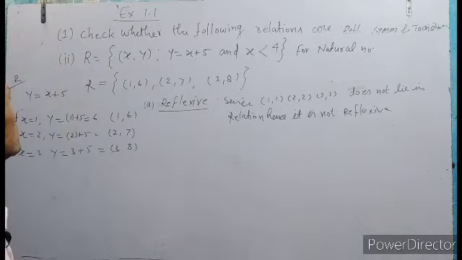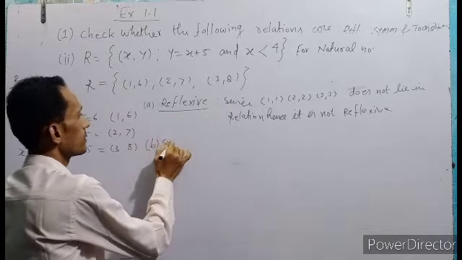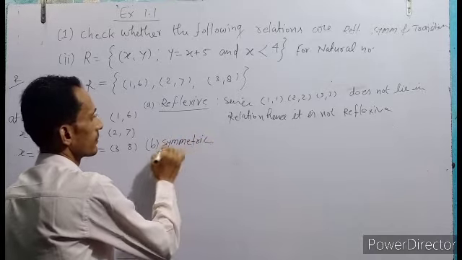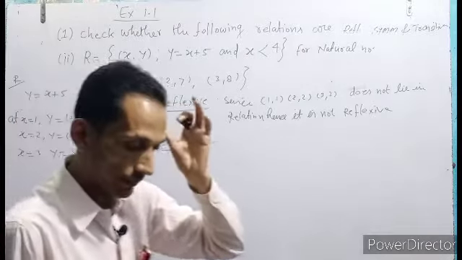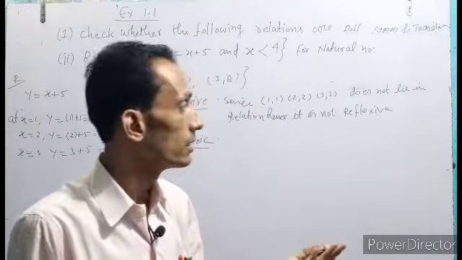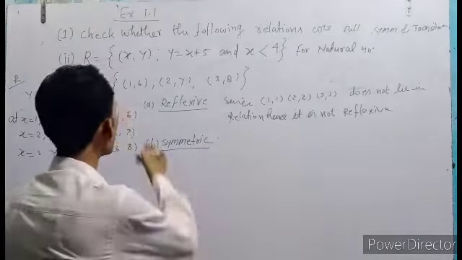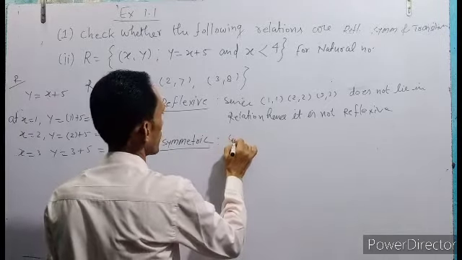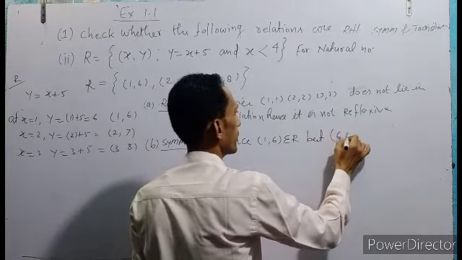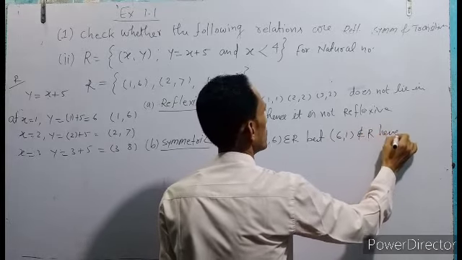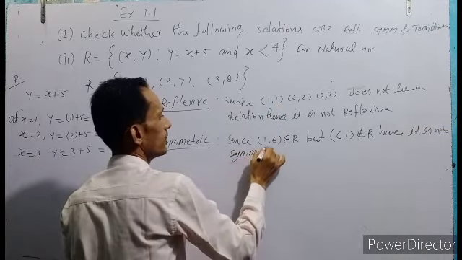After reflexive we come to symmetric. What is the definition of symmetric? If (a, b) belongs to R, then (b, a) must belong to R, otherwise it will not be symmetric. So we can observe only one element. Since (1, 6) belongs to R, but (6, 1) does not belong to R, hence it is not symmetric.